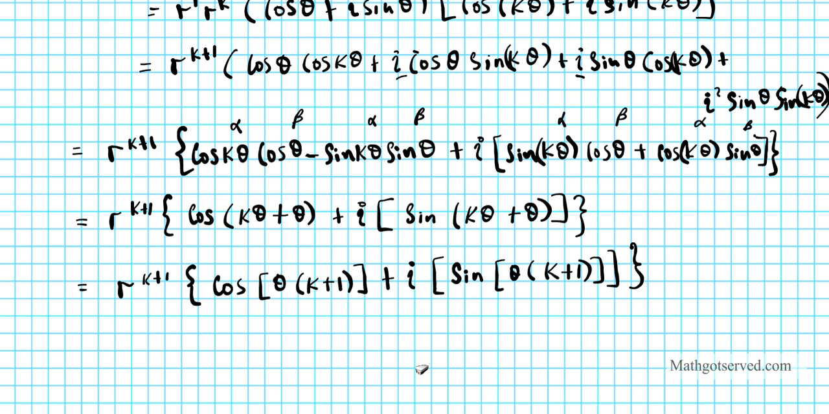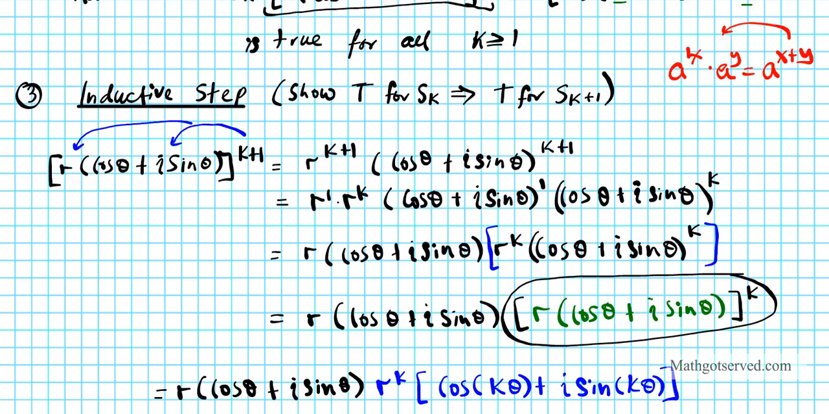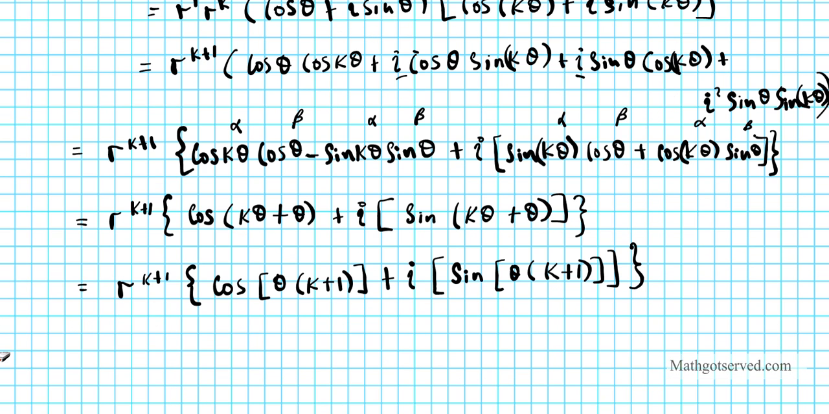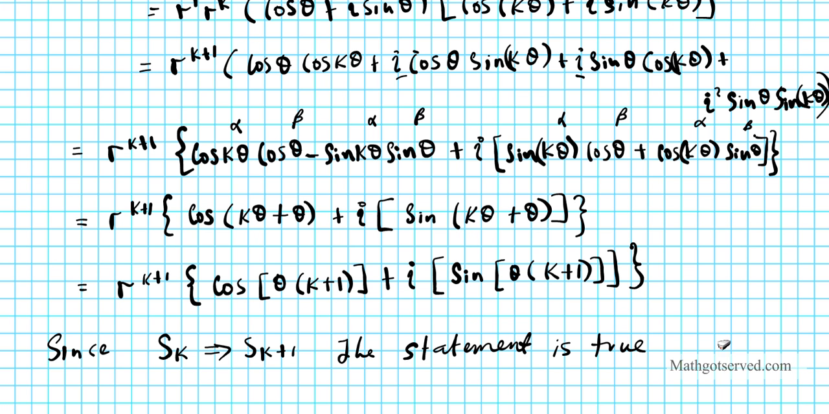So we have accomplished our goal. We've been able to write this in the formulation where all the k's in our assumption have been replaced by k plus 1. So by mathematical induction, we are done. We can write a closing remark: since S of k implies S of k plus 1, the statement is true. This is proved by mathematical induction. We could put a box of accomplishment. So there you have it.